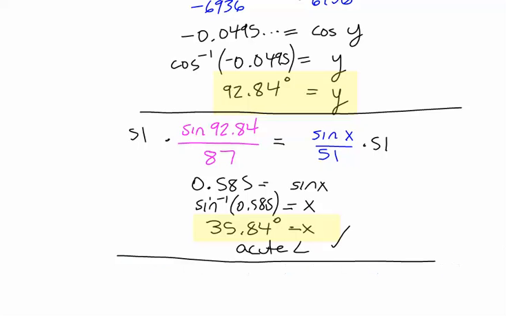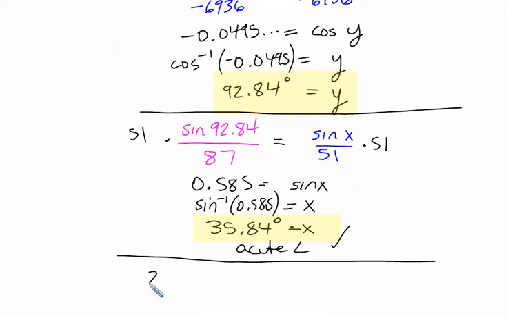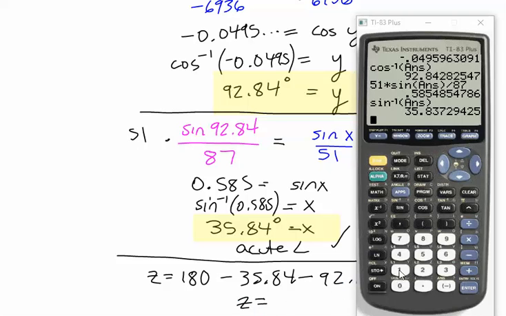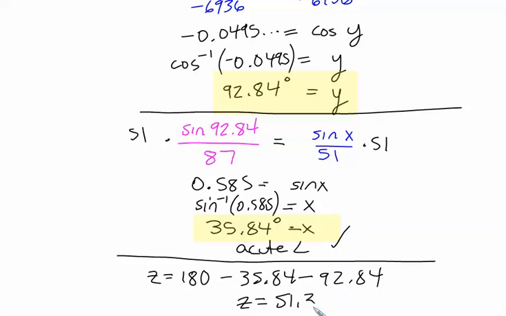And then last but not least, we need to solve for the other variable, which will be z. But now at this point it's just a triangle. So z would be equal to 180 minus the 35.84 minus the 92.84. And when we do that, 180 minus that previous answer minus the 92.84, we get 51.32 degrees for z.